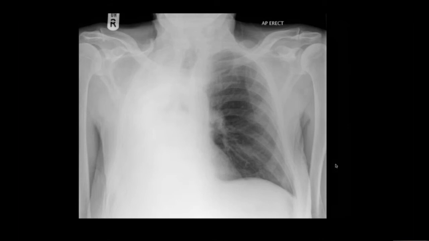This chest X-ray is showing a total whiteout of the right lung with evidence of volume loss. You can see that the trachea and mediastinum are shifted to the ipsilateral side. So there are a few differentials when you see this. One is right lung agenesis. The second one is right pneumonectomy. And the third one is total right lung collapse.